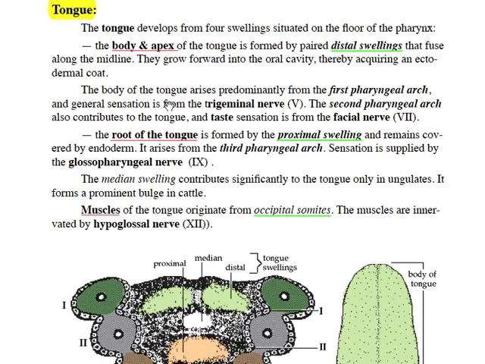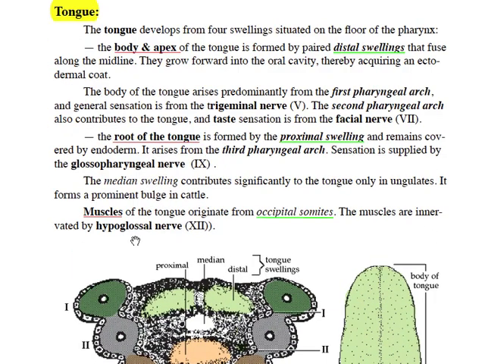The first pharyngeal arch contributes general sensation, and the trigeminal nerve will supply a branch to the tongue. The second pharyngeal arch contributes a taste sensation via the facial nerve, and the third pharyngeal arch will supply the root of the tongue via the glossopharyngeal nerve. Muscles of the tongue originate from occipital somites. Those myotomes migrate to form tongue muscles, and they are innervated by the hypoglossal nerve.